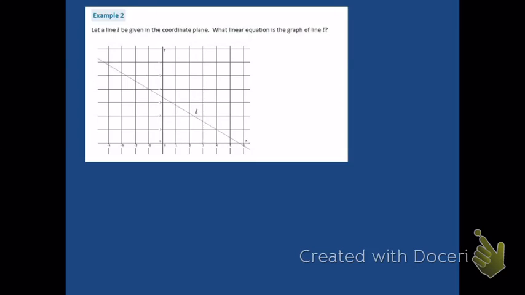Okay, so looking at this example, the first thing I want to do is find a couple points that I can determine the exact coordinates of. And on this line, I found (-1, 4) and (4, 1) to work really nicely. And if I want to figure out the slope, I'm going to take the difference in the y-coordinates. So I've got the y-coordinate here, 4 minus the second y-coordinate, 4 minus 1.